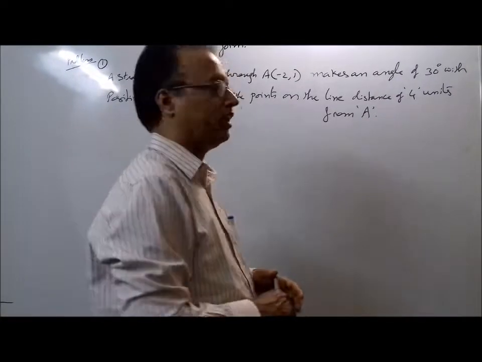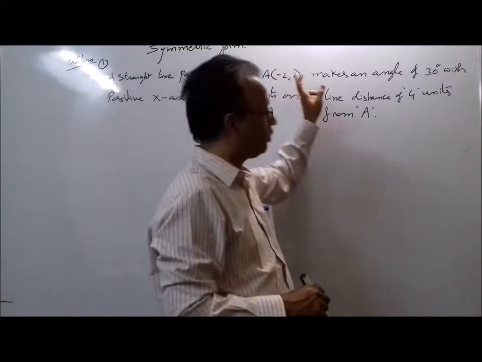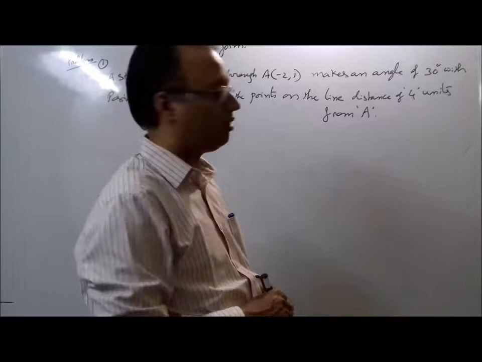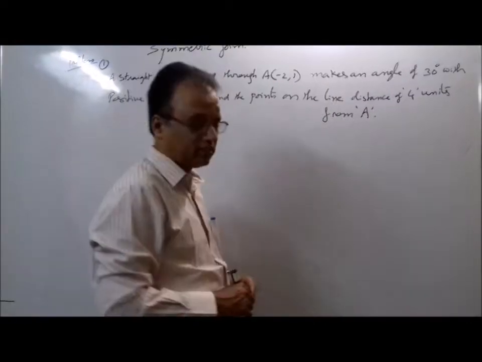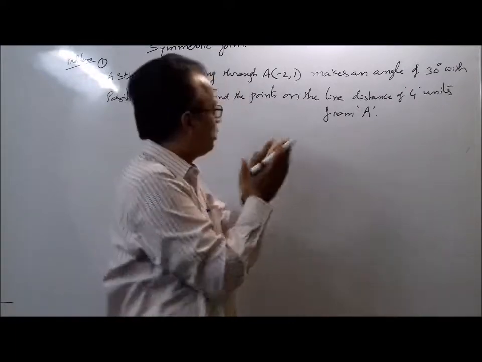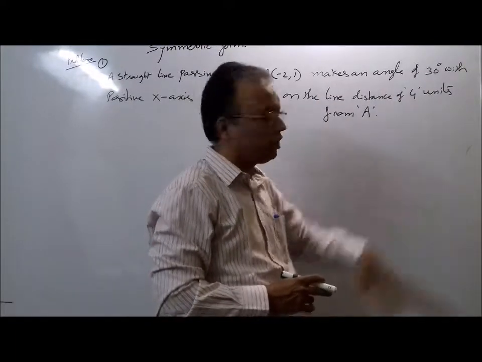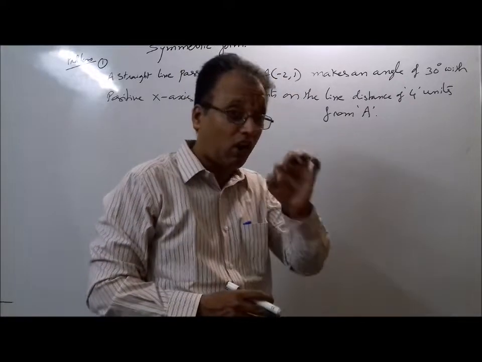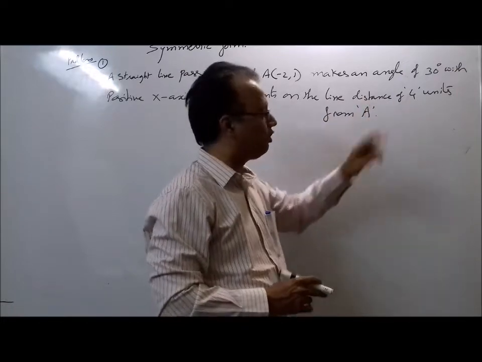Problems on the symmetric form. Problem 1. A straight line passing through the point A (minus 2, 1) makes an angle of 30 degrees with the positive x-axis. That line is making 30 degrees with the positive x-axis. Find the points on the line at a distance of 4 units from A.